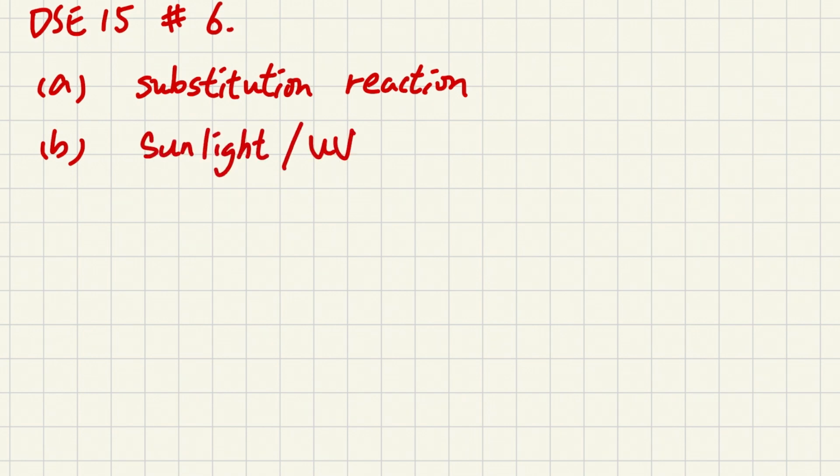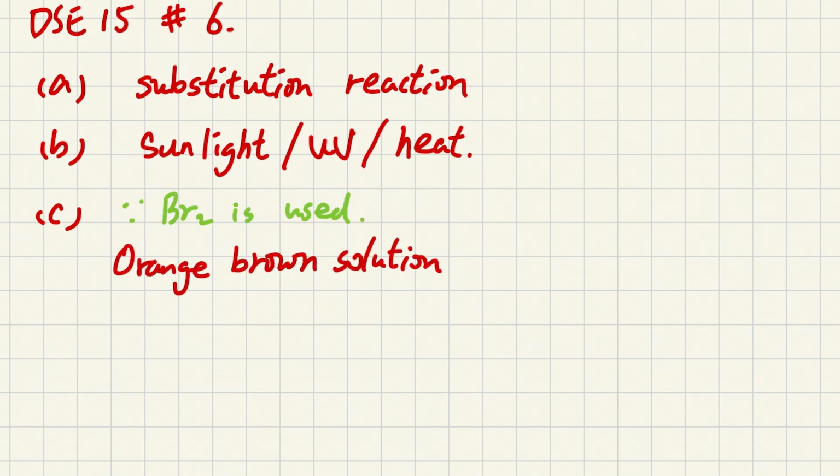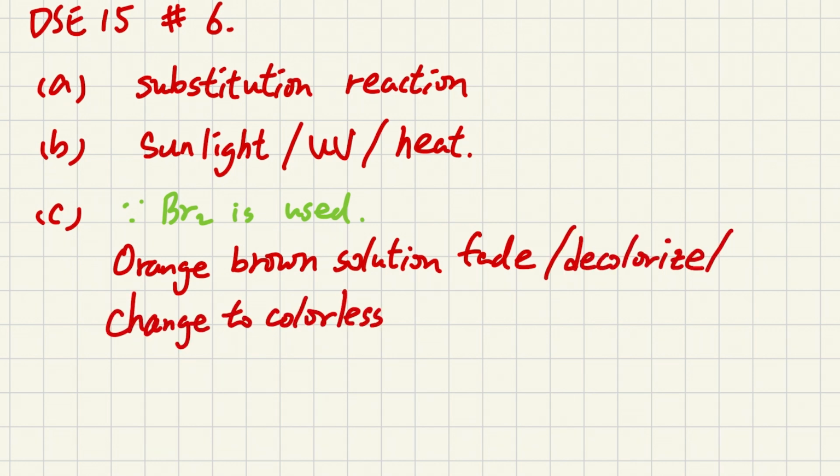2015, question 6. With the formation of radicals, sure, this is a substitution reaction. The reaction condition is simple. Sunlight or UV or even heat can start the reaction. And the expected observation is also typical, because this time we use bromine. So the orange-brown solution will fade, decolorize or change to colorless slowly. So you can see I include both the color and the speed.